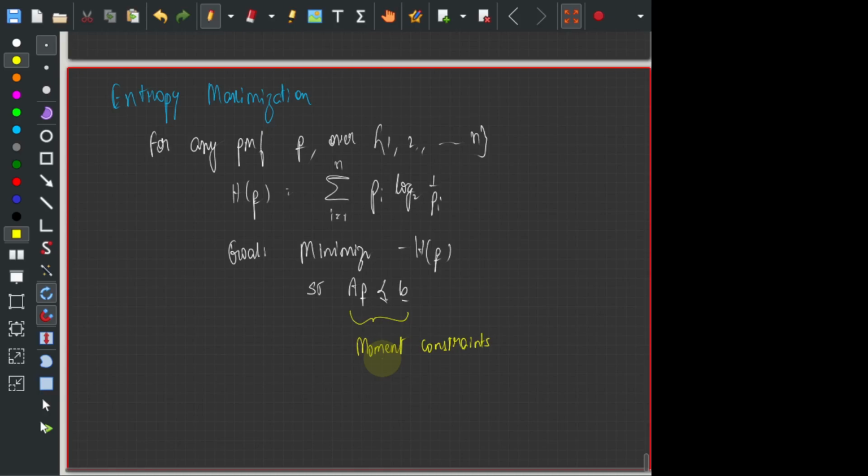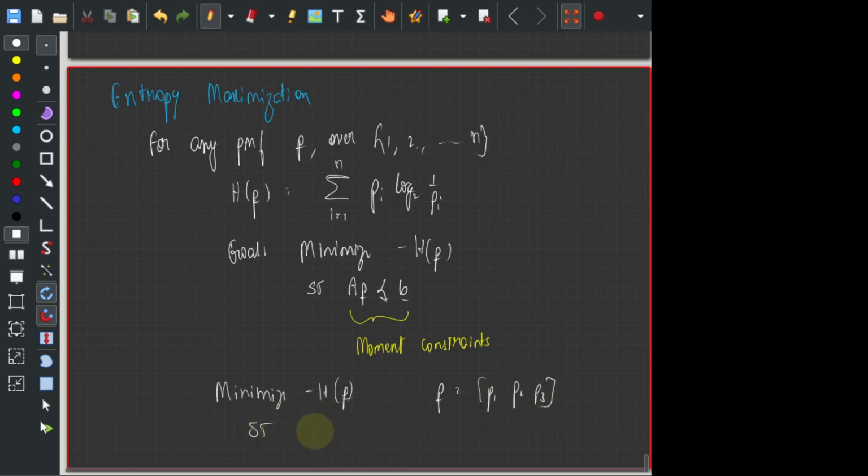Right? I could also have extra equality constraints, but fine, let's just assume that there are only inequality constraints for now. Right? If you want, let's pick a specific problem where I want to minimize minus h of p, where p equals p1, p2, p3, subject to some constraints.